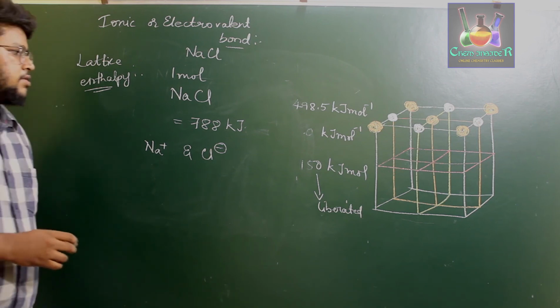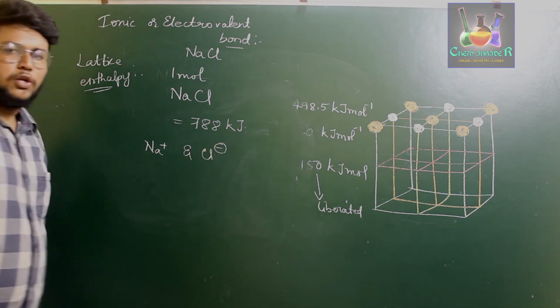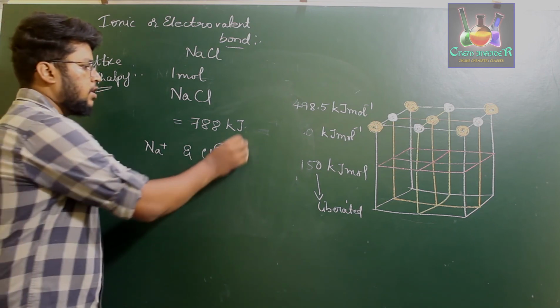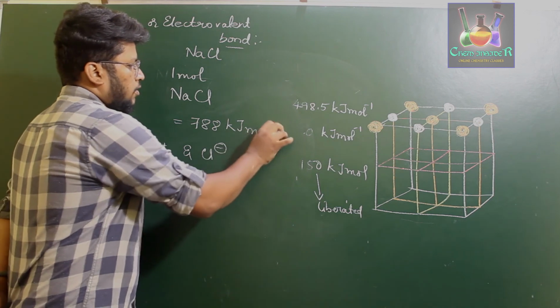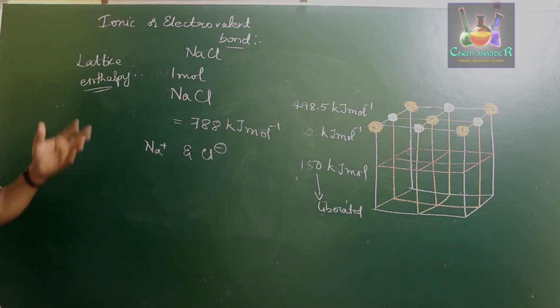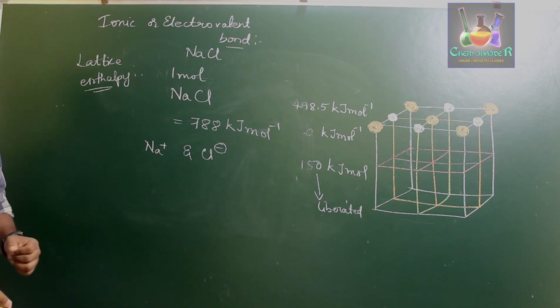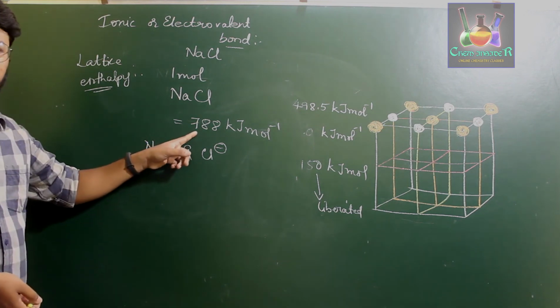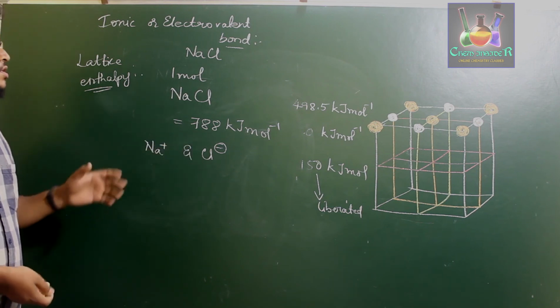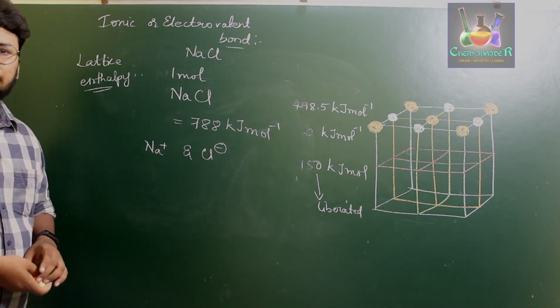Lattice enthalpy is expressed in kilojoules per mole. To separate sodium and chlorine from 1 mole of sodium chloride, you must use 788 kilojoules per mole of energy. So this is all about lattice enthalpy.